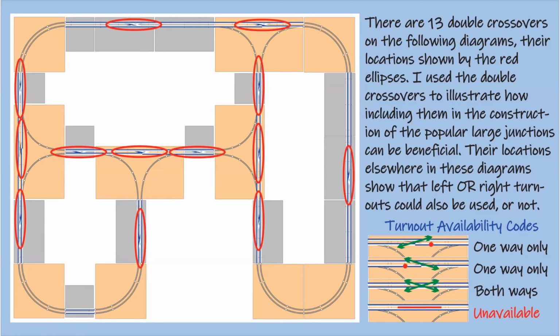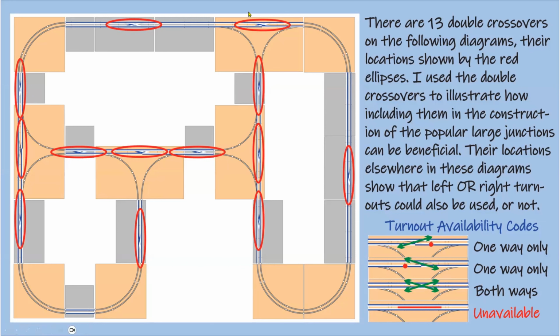This little diagram, there are 13 double crossovers on the following diagrams. Their locations are shown by the red ellipses. I use the double crossovers to illustrate how including them in the construction of the popular large junctions can be beneficial. Their locations elsewhere in the diagrams show that left or right turnouts could also be used or not.